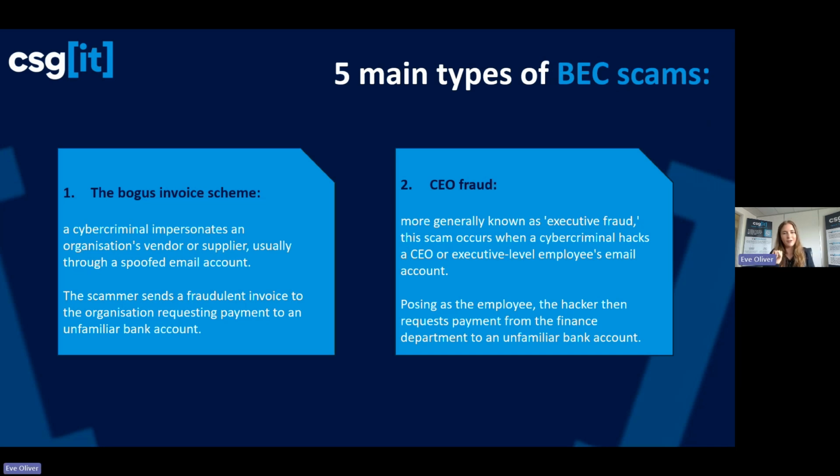So I'm going to just cover the 5 main types of BEC scams, just so we can leave today's webinar knowing a little bit more about what type of scams they are focusing on. So the bogus invoice scheme. This one is a classic where they will impersonate the organization's vendor or supplier through a spoofed email account and then send fraudulent invoices to organizations. As soon as you click on that link, then that's when you know you have been a victim.